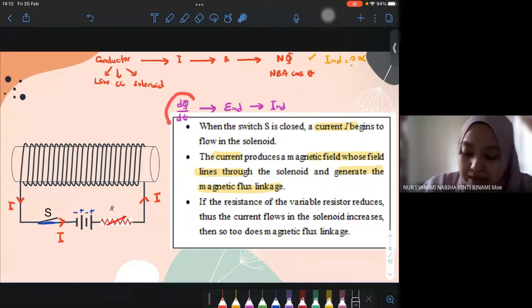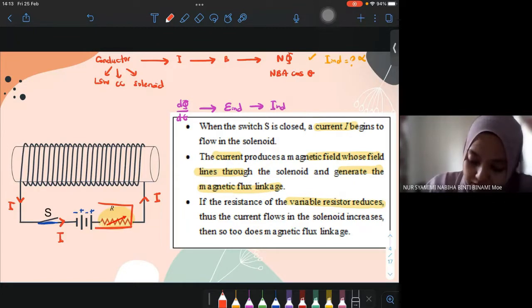Okay, so macam mana saya nak ubahkan flux saya? So as usual, untuk ubahkan flux, kita perlu ubah salah satu daripada 3 ini. So apa yang saya buat ialah I have one variable resistor dekat sini. Apa yang terjadi? Fungsi variable resistor untuk ubah resistor. Okay. So if the resistance of the variable resistor is reduced. Sekarang R ini, nilai R dekat variable resistor ni saya kurangkan.